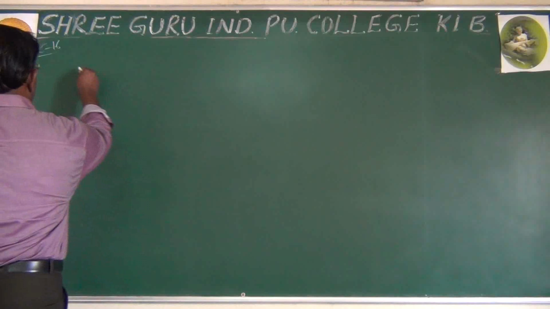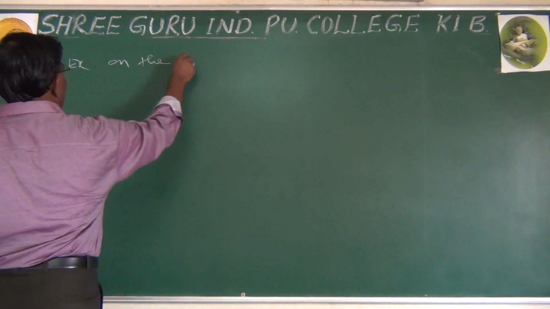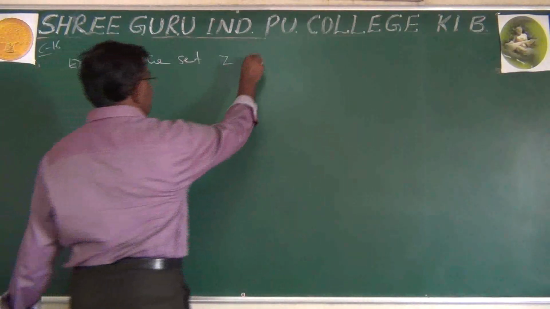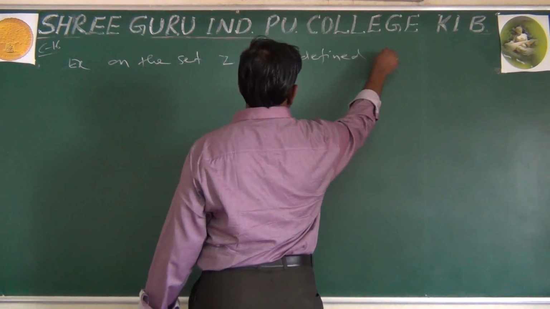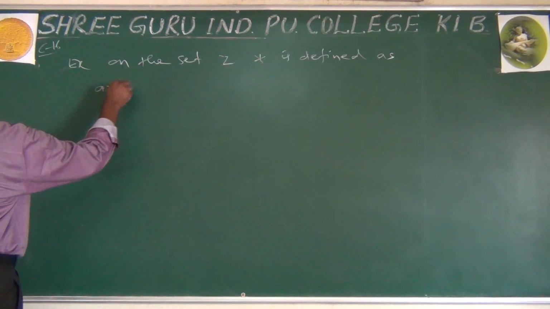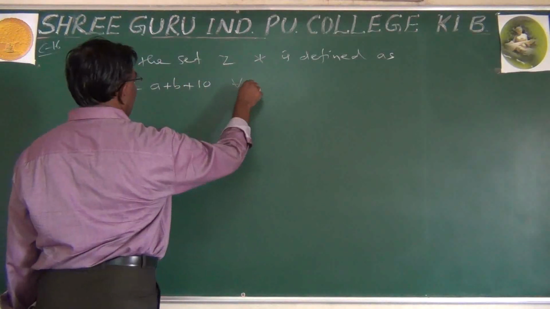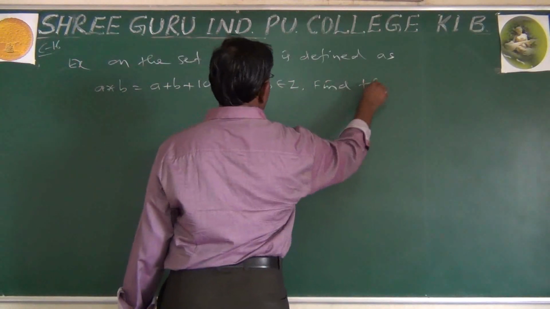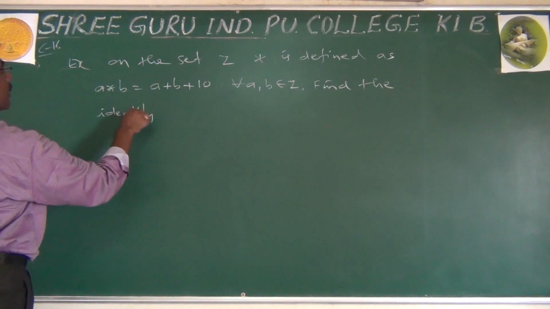Next problem. On the set Z, star is defined as a star b equals a plus b plus 10 for all a, b belongs to Z. Find the identity element.